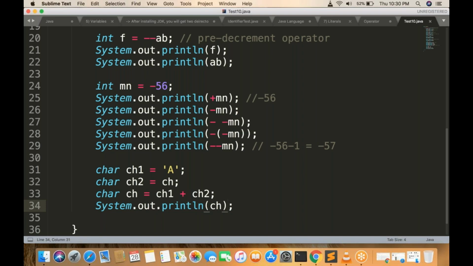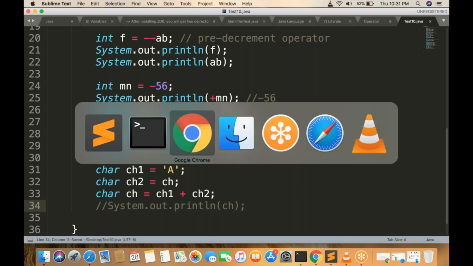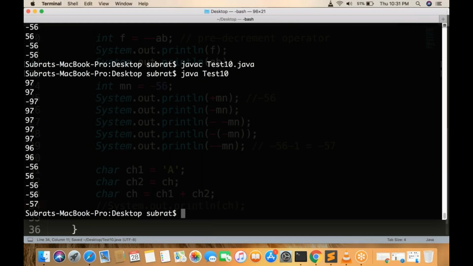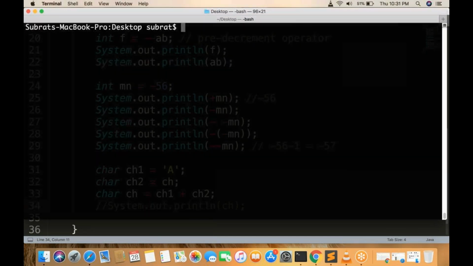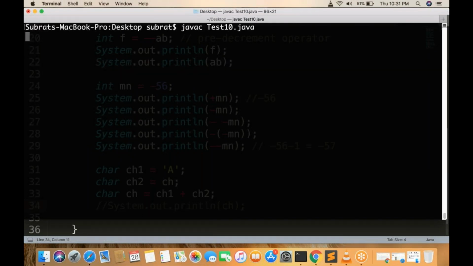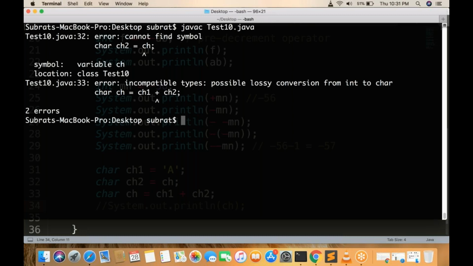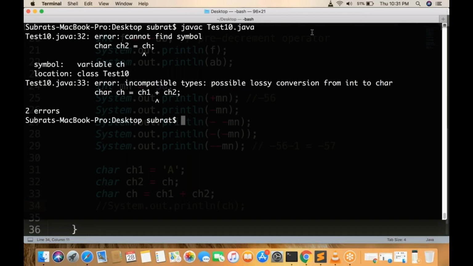Avnay is saying we will get error. Is it so? We are getting error. Let me check. First of all, let me compare. Let me comment this out. See here, incompatible type, cannot convert from int to char.